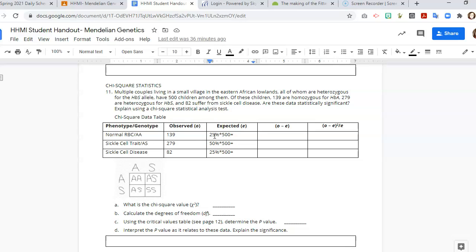Just a reminder, you need to change that to 0.25. That'll give you your expected. Then you take your observed, so 139, minus your expected, okay, and that'll be this column. Then you're going to take that number, square it, so that's what that square is here, and then divide by your expected. Then the last step is to add all 3 of those numbers up, and that'll give you your chi-square value. Remember, the degrees of freedom is how many categories there are minus 1. There are 3 categories. Minus 1 would be 2 in this spot.